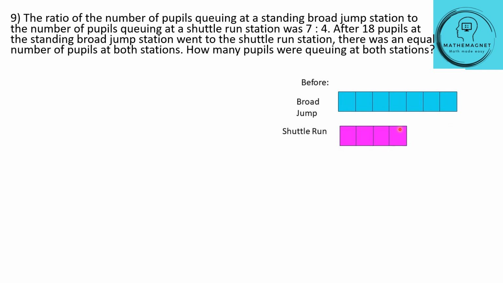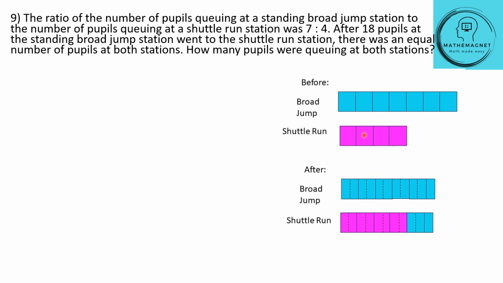To make it easier to understand, we will split all these units into half. So basically 7 units becomes 14 units, and Shuttle Run 4 units becomes 8 units. Now when it becomes 14 units and 8 units, here you will have an excess of 6 units. Half of 6 units means 3 units. So 3 units come this side, and that 3 units will be equal to the 18 students that have moved.